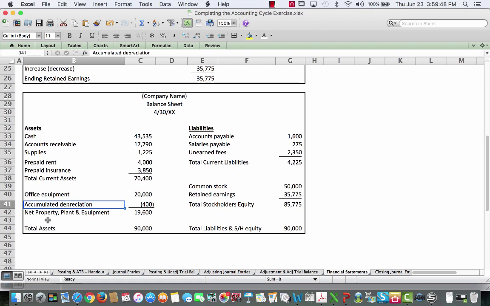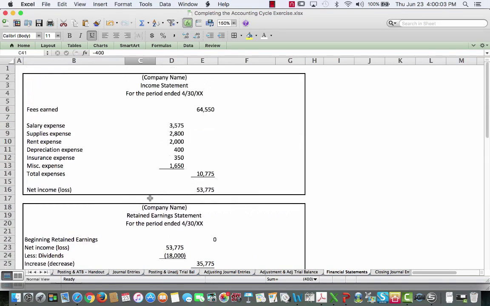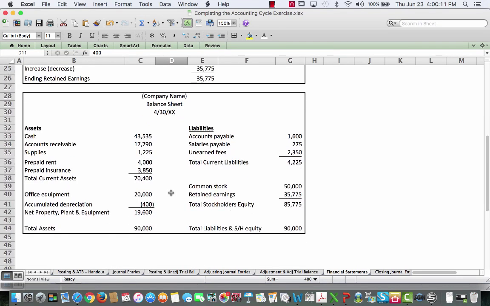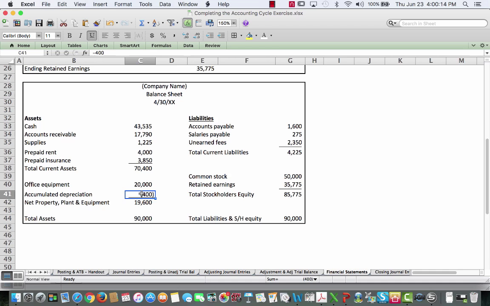So every month, every year, we're going to take a portion of that original cost and depreciate it, and that amount becomes an expense called depreciation. If you look here, this is our first month of depreciation, $400. If you look up here on the income statement, you see a depreciation expense for that period of $400. And every month or every year going forward, this account will increase. As the accumulated depreciation increases, and it's netted with the office equipment, the net book value, the difference, gets closer to 0.